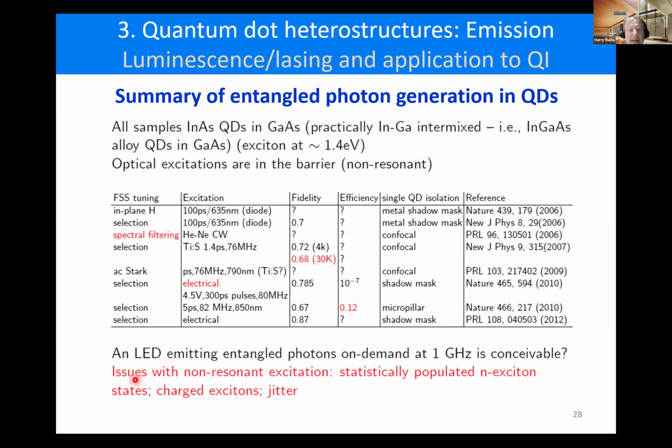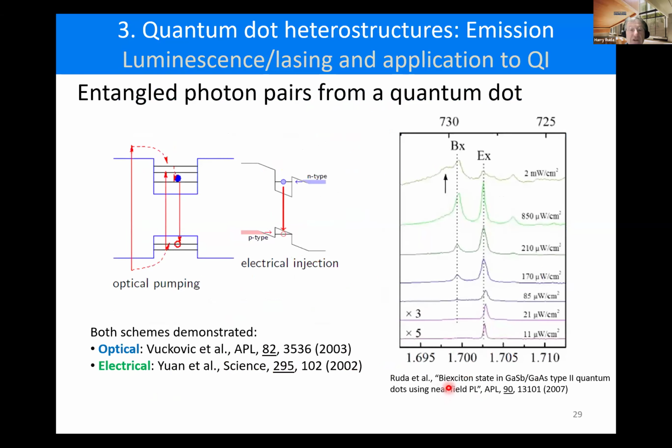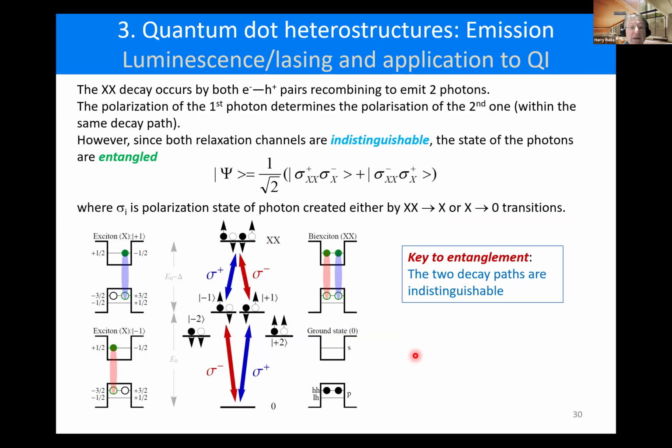Some key issues are that these are typically non-resonant excitation schemes, which means that statistically you're populating any or all of those n-exciton states, and so you automatically end up compromising on efficiency and fidelity. The other thing we want to think about is that we want these entangled photons on demand. One can do optical pumping or electrical pumping, and both are viable. We also want to control the bi-exciton-exciton separation in order to get efficient generation, because of thermal noise. The basic idea is that your bi-exciton decays by both the electron and hole pairs recombining to emit your two photons.